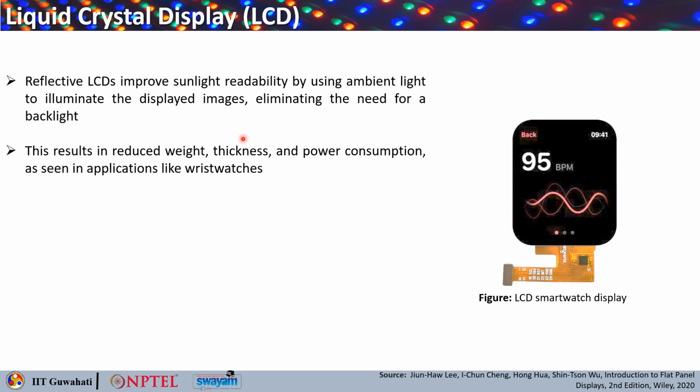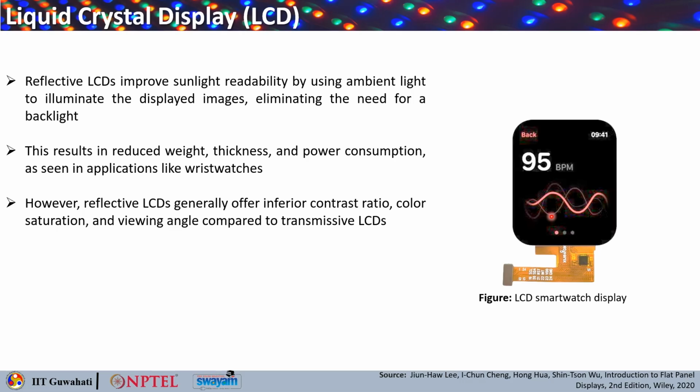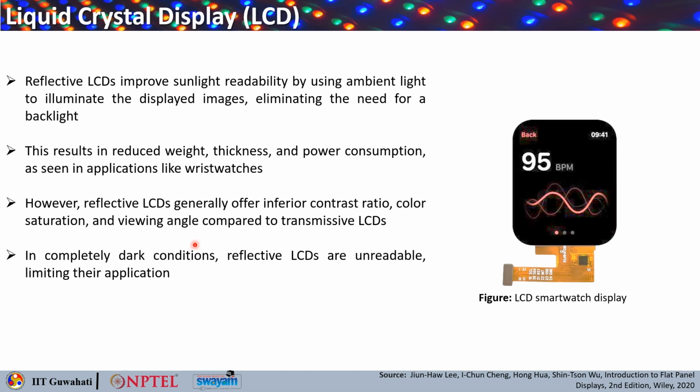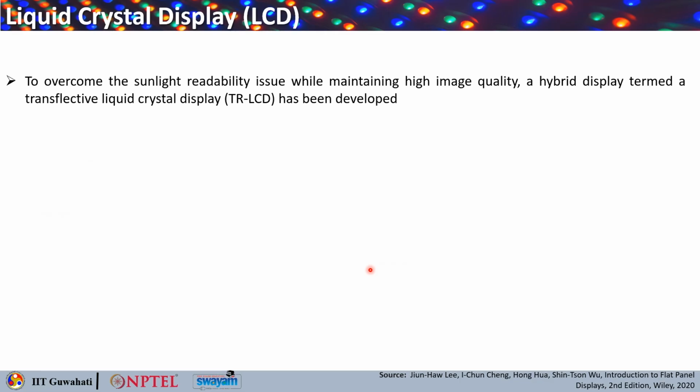Okay. So, typically when you use reflective LCDs, this results in reduced weight, thickness and power consumption, as also seen in applications such as wristwatches. However, reflective LCDs generally offer lower contrast ratio, color saturation and viewing angle as compared to the transmissive LCDs. And obviously, in completely dark conditions, reflective LCDs are unreadable, limiting their application.